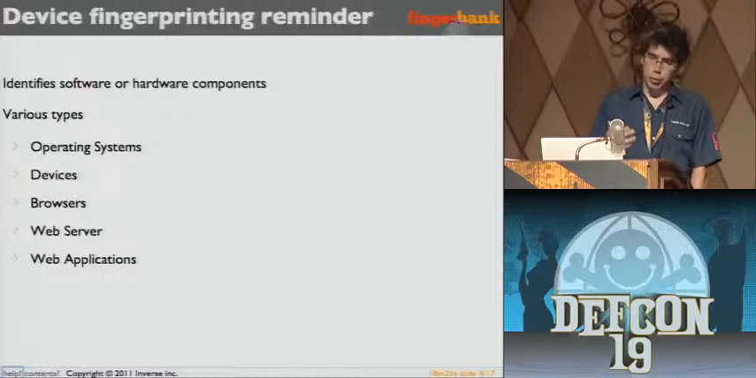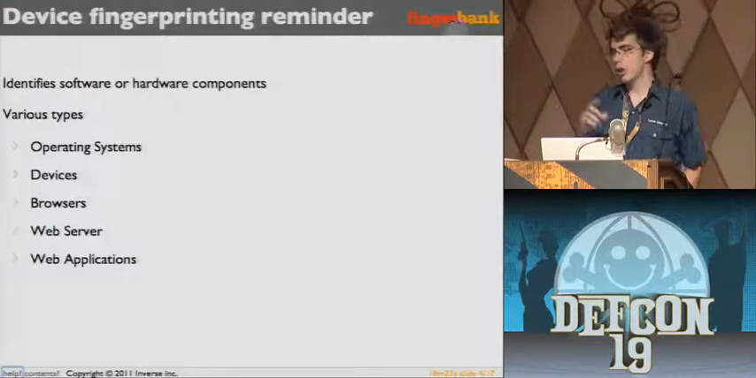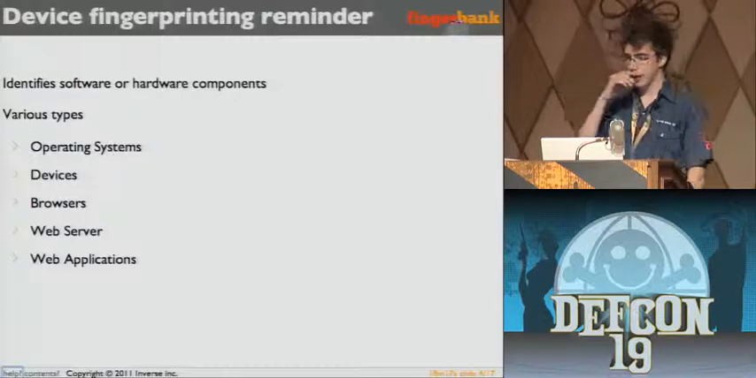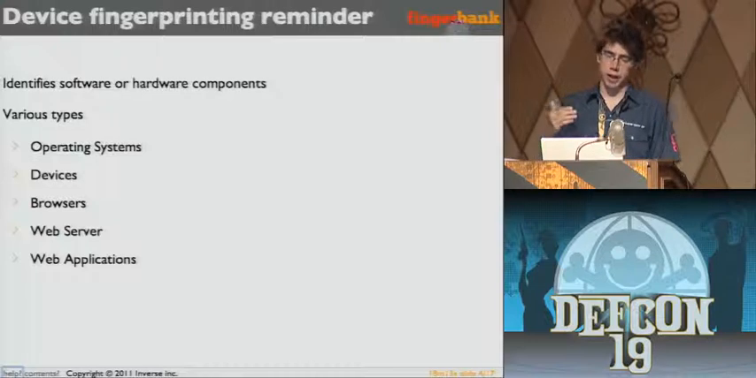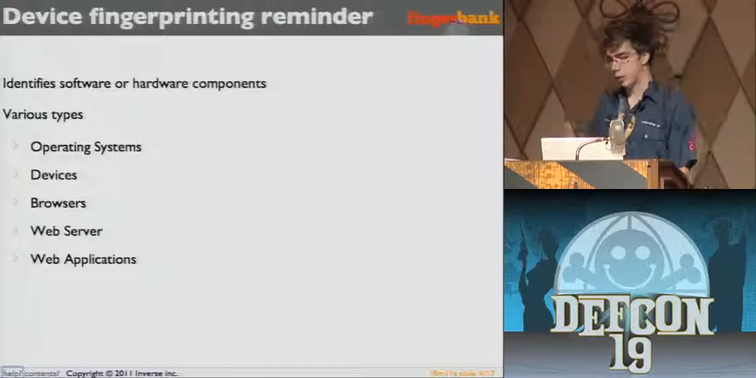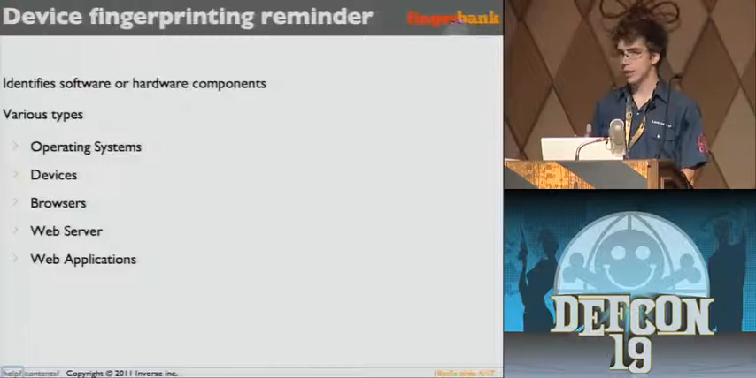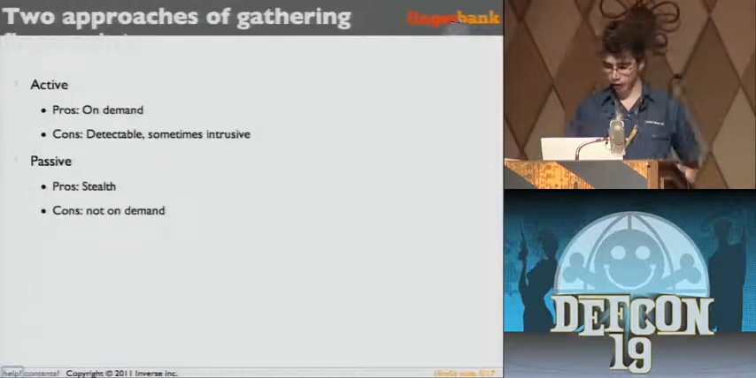So device fingerprinting, what it does is that it identifies pieces of your software or hardware. You're probably familiar with p0f and stuff like that. So there are various types of it: operating systems, devices, browser, web server, web application. It's another type of signature, more or less, if you want. So as easy as that.